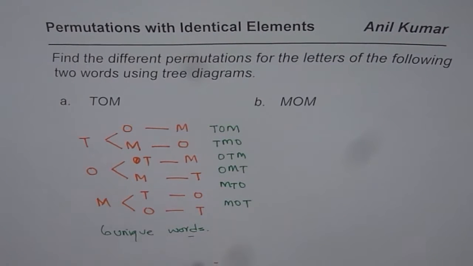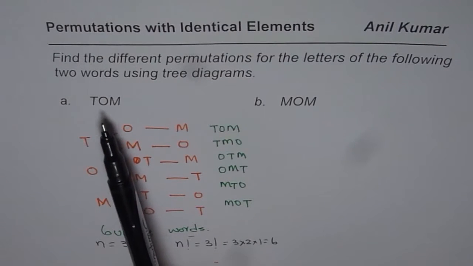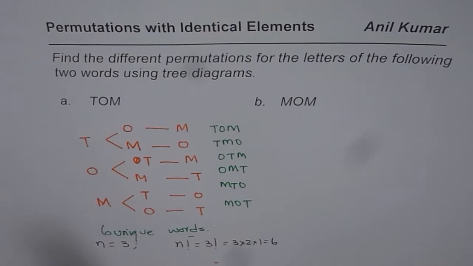Now what you notice here is that the number of letters n in this case is 3, and the result is 6, which is n factorial, which is 3 factorial. 3 times 2 times 1 is 6. So that is the result in our first case when the letters are unique and the elements are not repeating, right? So that is the case.